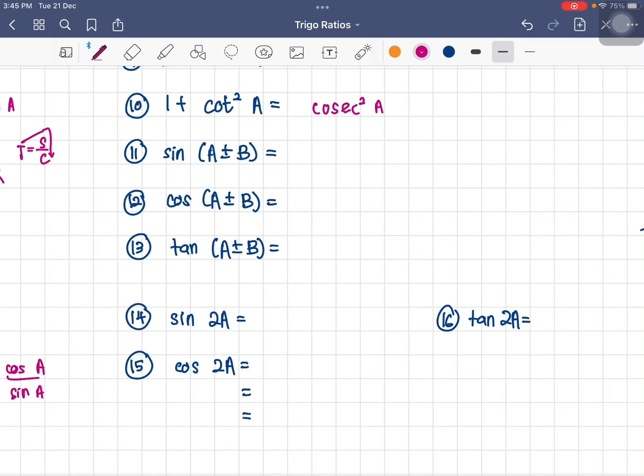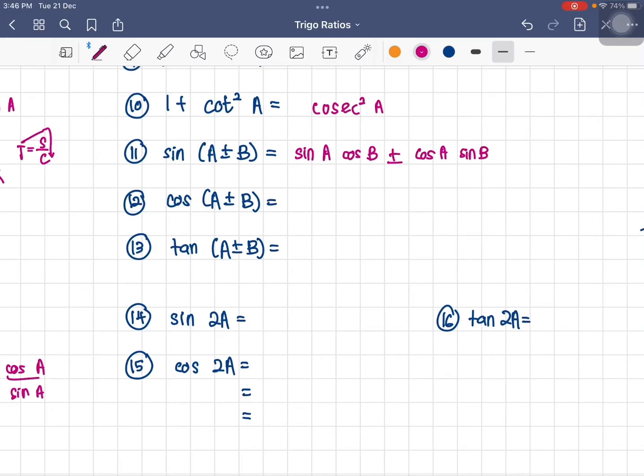All right, now the addition of two angles. So you have sine of a plus minus b, which means you will have sine a cos b plus cos a sine b. If it is plus, then it should be plus. If it is negative, it should be negative. So the symbol does not change.